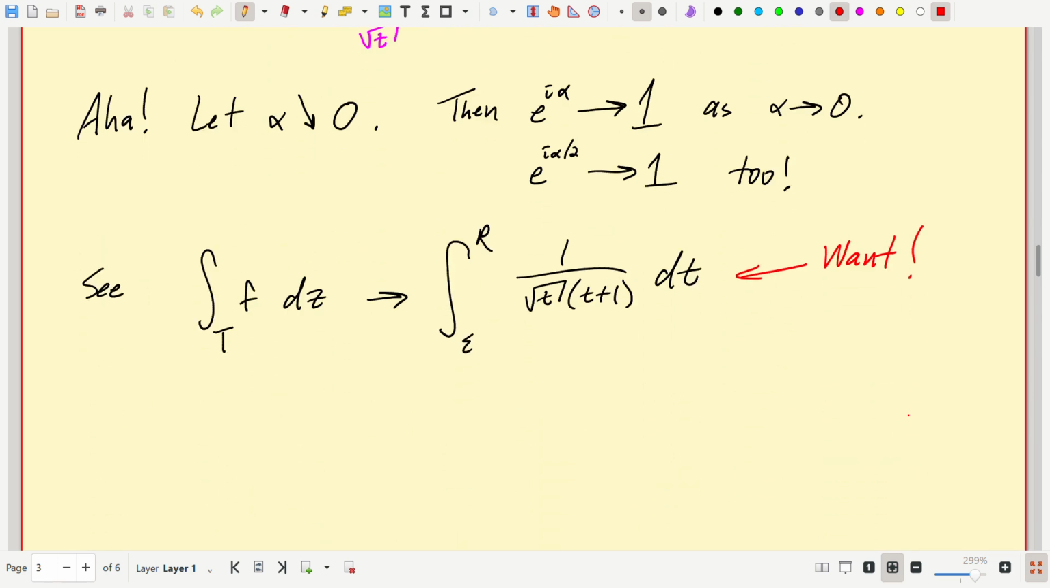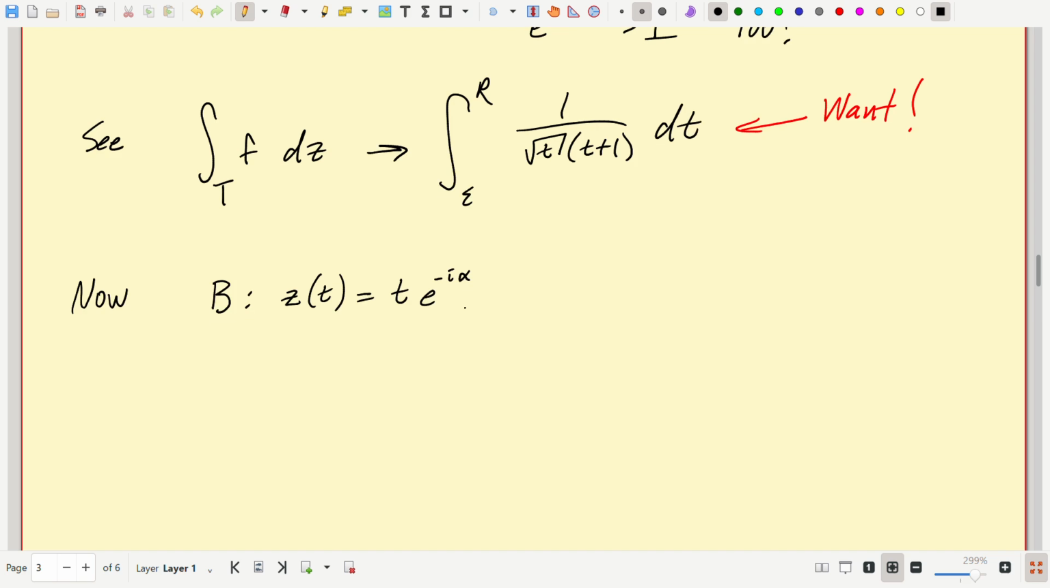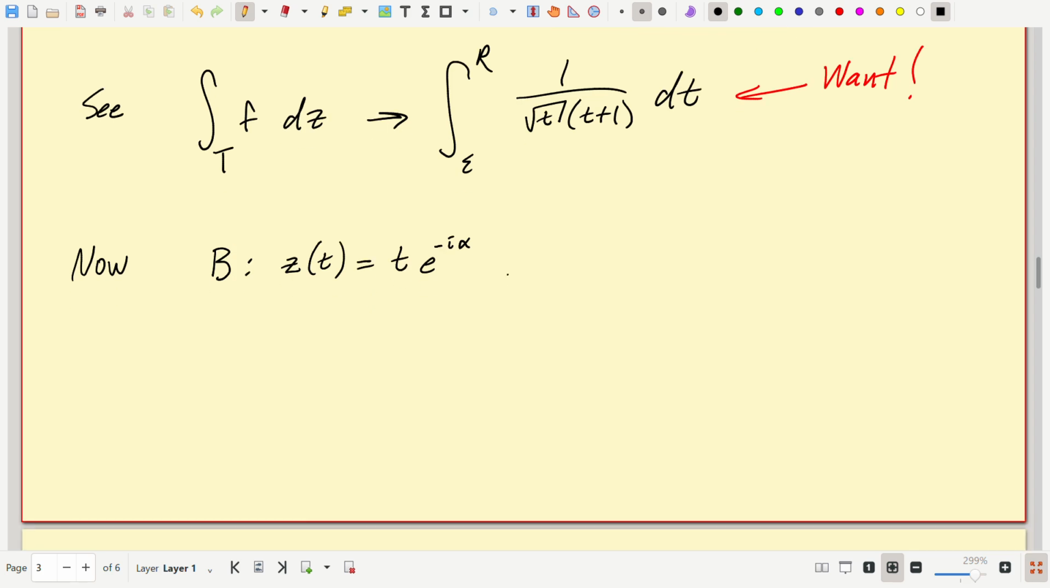We want that. So next, we do the bottom part. And let's see, the bottom part, remember I had a minus b, but the b, if I was going the other way, it would be z of t equals t e to the minus I alpha. That would go starting at the corner closest to the origin and go out. What I'm really going to use is minus b in the end, but this is easier to parameterize. So it's t e to the minus I alpha as t ranges from epsilon to capital R.